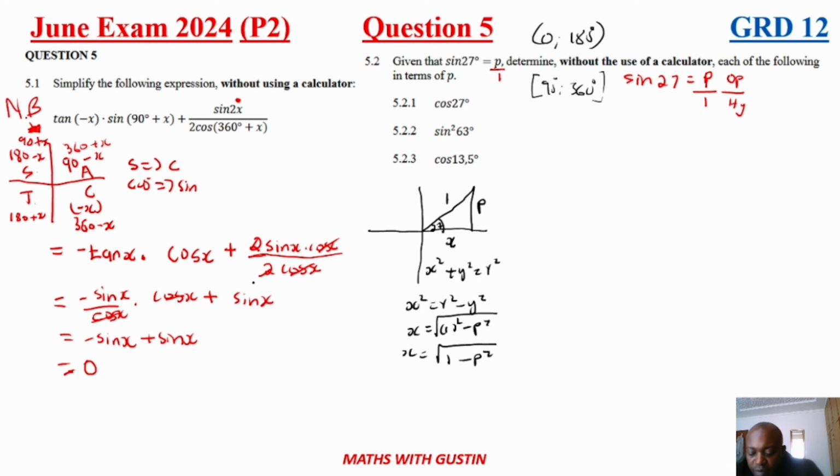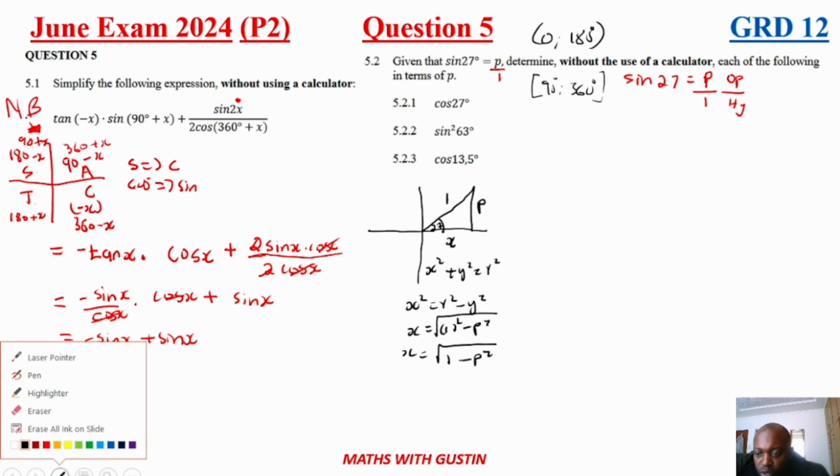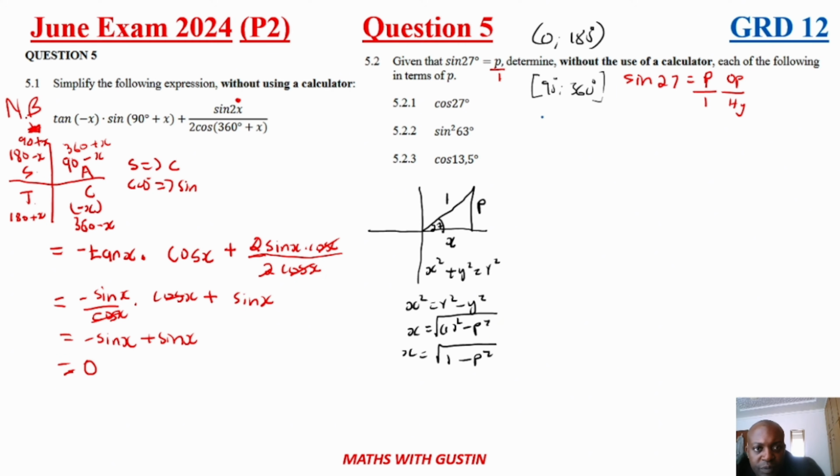Okay, having that, we can now go ahead and solve our equation. Please make sure, guys, that you really pay attention to what you're doing to avoid making careless mistakes. So 5.2.1. All right, what do we have? We have got cos 27. Cos is given by what? It is given by adjacent over hypotenuse. We already have the x here, which is the square root of 1 minus p squared. So adjacent is just going to be the square root of 1 minus p squared over 1. Okay, and that will be the answer for cos 27.